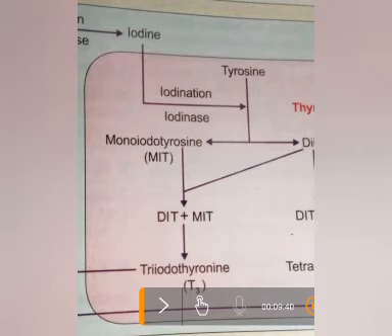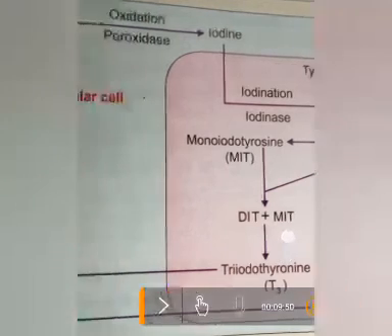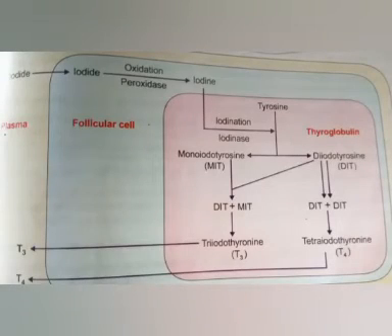This reaction is also catalyzed by the enzyme peroxidase, and in this way both thyroid hormones, T3 and T4, are formed. Once the hormones are formed, they are stored in the thyroglobulin, and when the body requires them, they are released directly into the blood. These are the different steps involved in thyroid hormone synthesis in thyroglobulin.